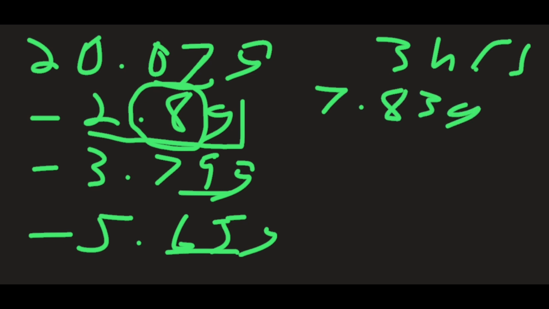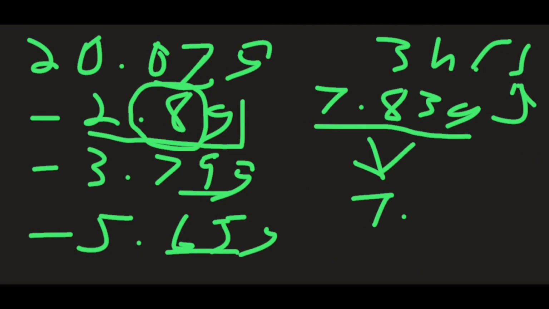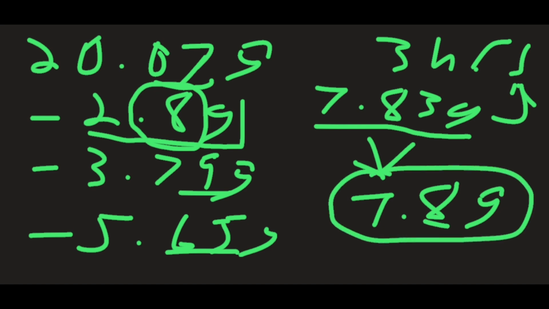However, remember, we need to get it down to one decimal place to be consistent with this rule of significant figures. So this 7.83 would not work as our final answer for the mass of this popsicle after these 3 hours of melting. The correct answer would be taking this 7.83 and getting it down to just one decimal place, which would result in the final answer of 7.8 grams with just one decimal place.